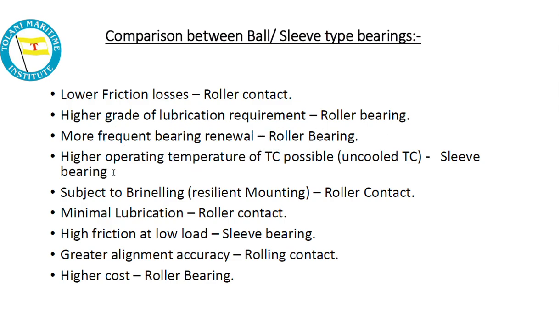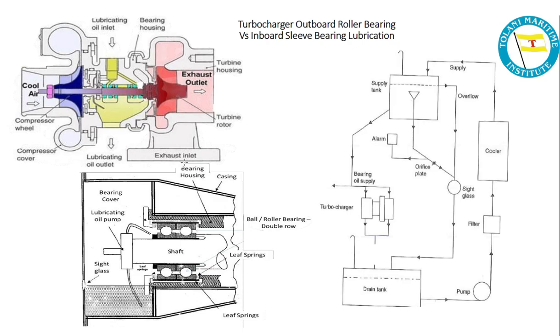Okay, lower friction losses, roller contact, higher grade of lubrication requirement, roller bearing, more frequent bearing renewal, roller bearing, higher operating temperature of turbocharger possible, uncooled turbocharger, sleeve bearing, subject to Brinelling, resilient mounting, that is roller contact. Now minimal lubrication, roller contact, high friction at low load, sleeve bearing, greater alignment accuracy, rolling contact, higher cost, roller bearing.